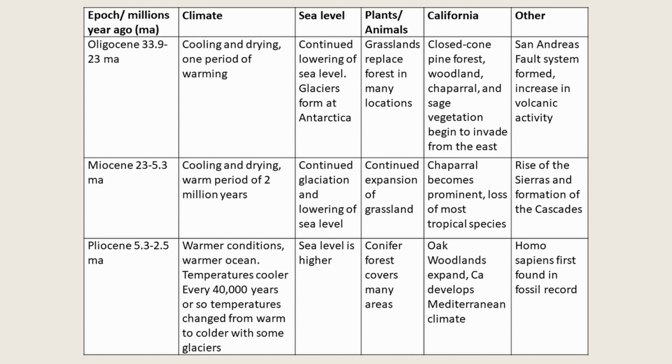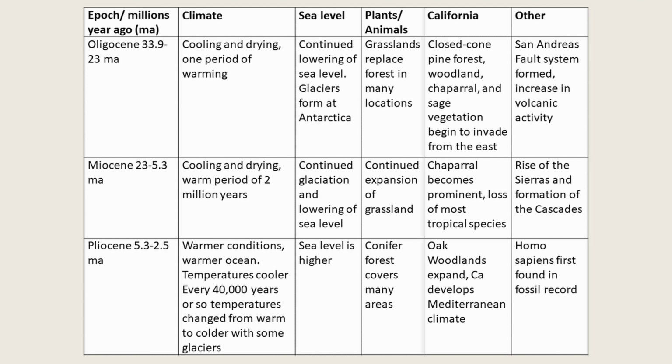Then we get to the Miocene. Again, this is cooling and drying. Generally, if you think of the Cretaceous as being the hottest period where we started, the trend is getting cooler, cooler, cooler. But there is a warm period in here of 2 million years. We see glaciation continuing and a consequent lowering of sea level, continued expansion of grasslands, and chaparral becomes prominent in California. So to go from tropical forest to chaparral, it had to dry out quite a bit and get a lot warmer. The rise of the Sierras and the formation of the Cascades is occurring.